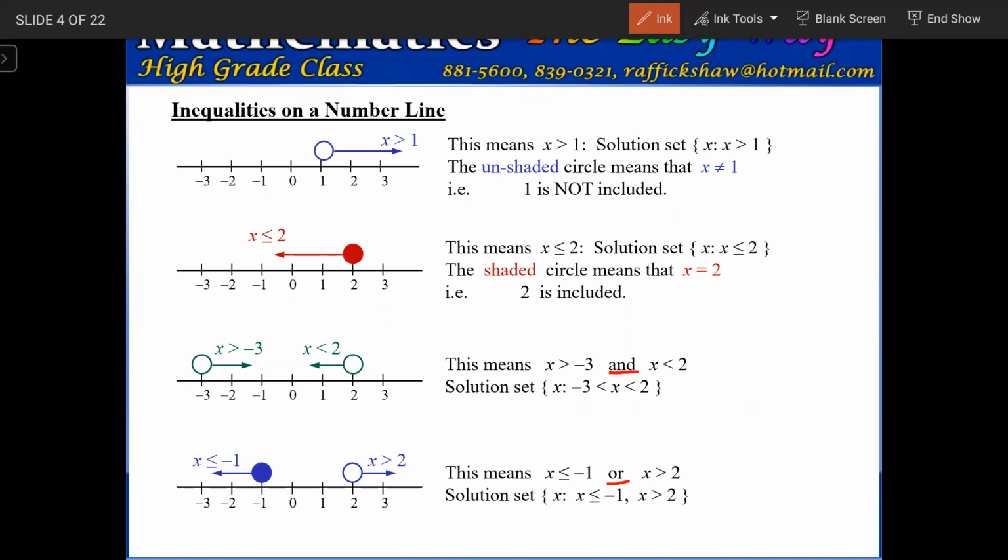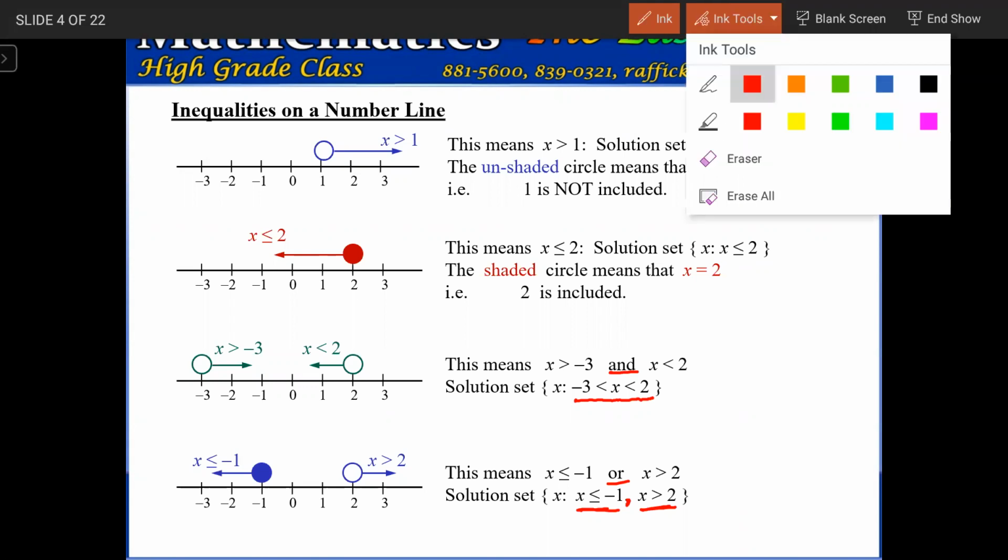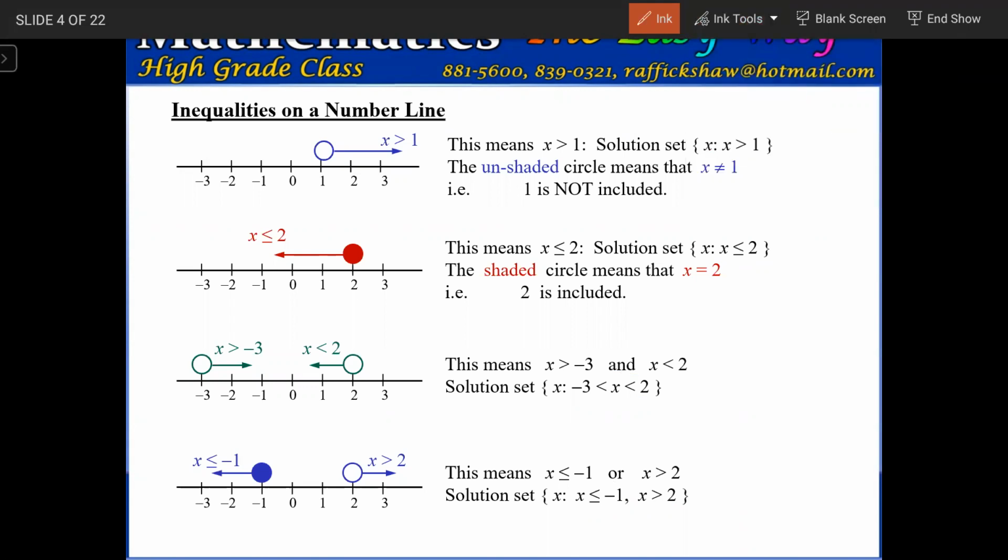And even when you're writing a solution, you put a comma right here for the or, and you write two separate ranges of values, two separate sets of values, two separate inequalities. Here you could write as an interval, one continuous interval, but here you have to write two separate sets of values to account for the fact that it's two separate inequalities. Everybody understand that so far? Any questions there? Very good.